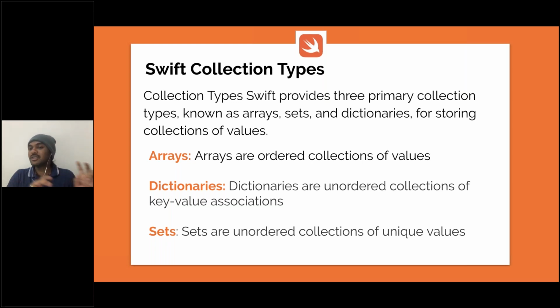The dictionary is entirely different from these two. In a dictionary, the data is maintained based on keys. So these are the three types of collections: arrays, dictionaries, sets. Most probably we can't do without these. Arrays and dictionaries are more frequently used. Sets are for specific requirements where you want to maintain unique elements; only then do we go for sets. These are the three types of collections.